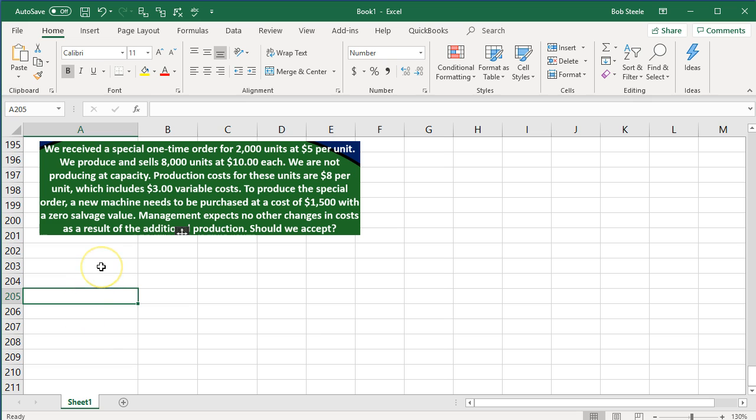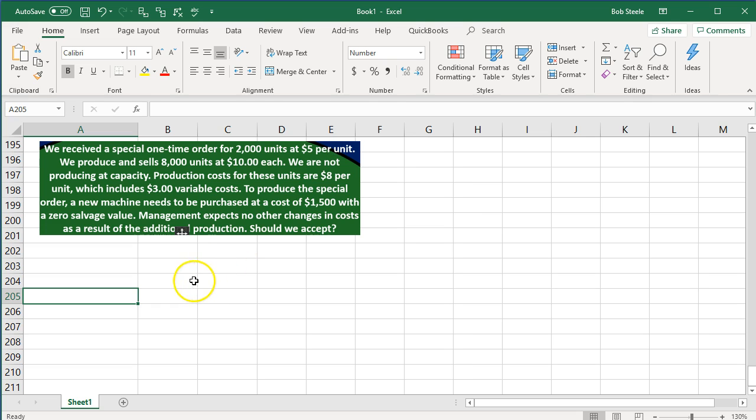If we break this down in Excel, say we're going to receive a special one-time order for 2,000 units at $5 per unit. So they want to buy a special order. We expect the $5 to be less than what we usually sell for. Normally we would say no, we're not going to do that in normal production, because there's a reason we set the sales price for what it is. However, if it's a one-off deal and it doesn't affect our other sales, it might be profitable to take it.